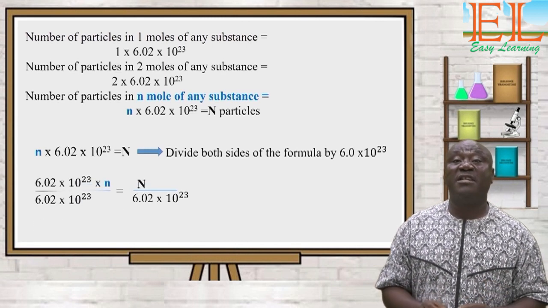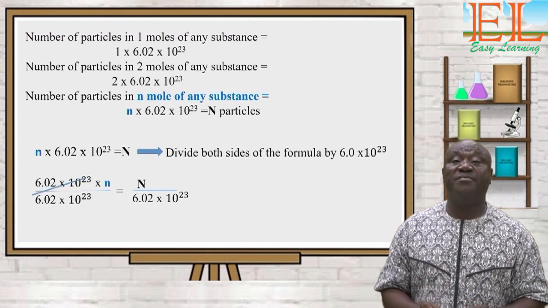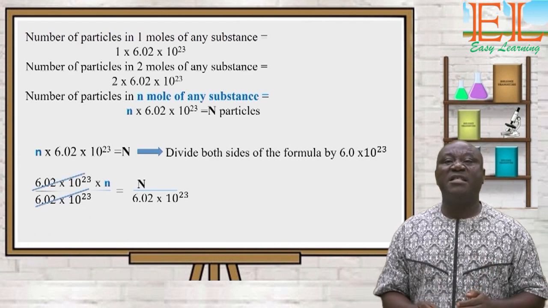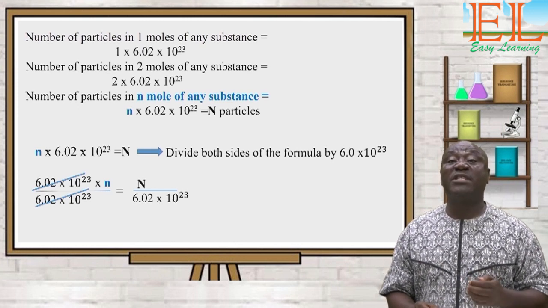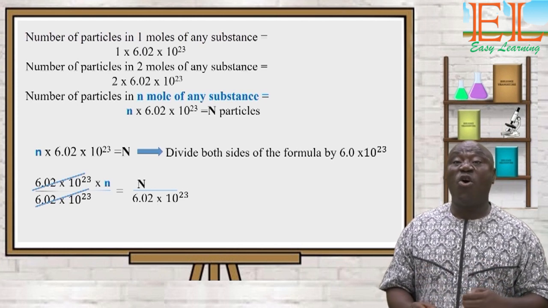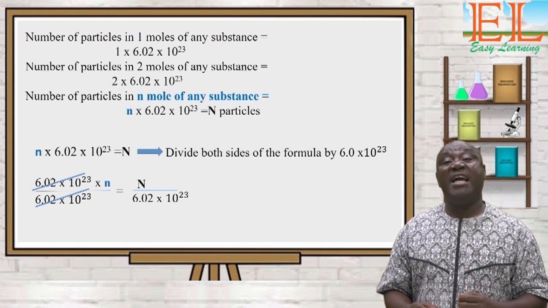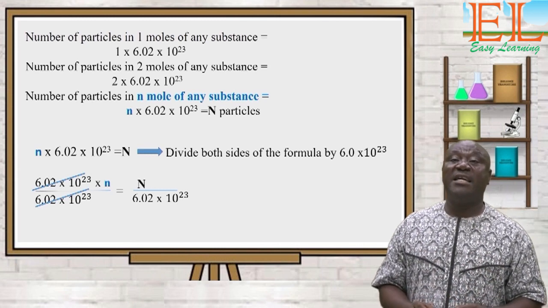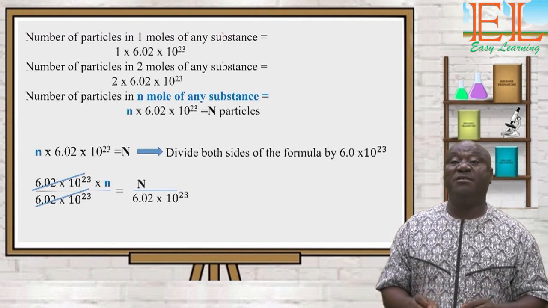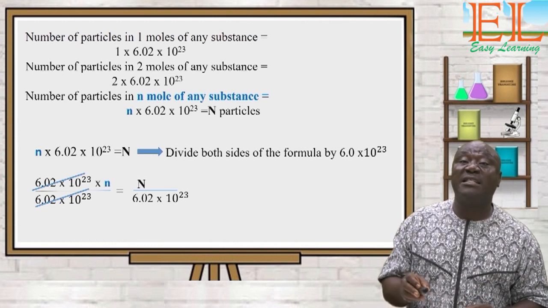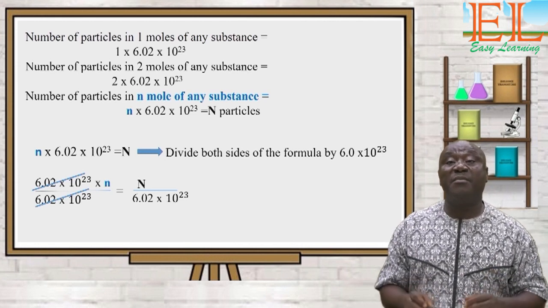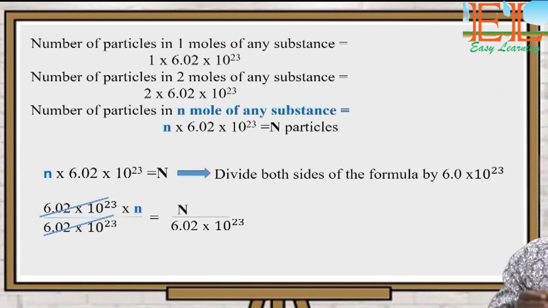And the result is the expression you see on your screen. Now, you will see that we have 6.02 times 10 raised to the power 23 occurring as numerator and as denominator in one part of the equation. And so we can cancel them out. And when we cancel them out, the expression is reduced to lowercase n is equal to uppercase N divided by 6.02 times 10 raised to the power 23.